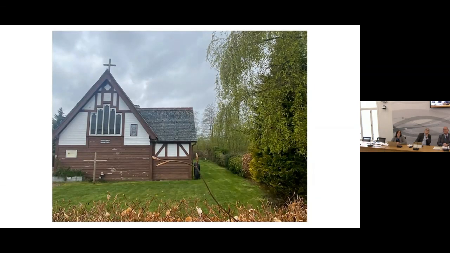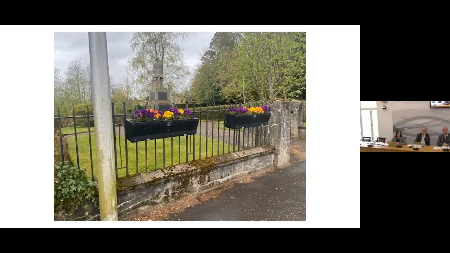Next slide, please. And then this again is looking at the front of the church building with the hedging there, which would be the boundary between the current church and the War Memorial, where the new vehicular access would be located. Next slide, please. This is the wall and railings, just in a bit more detail, that would be removed for the vehicular access.